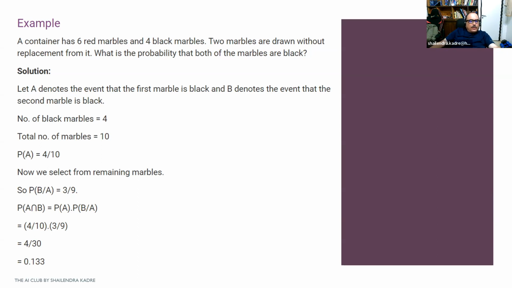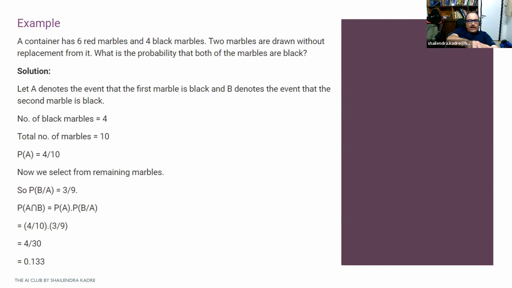So how much will be the total probability? This question is a little bit different. A intersection B is equal to P(A) into P(B|A). P(B|A) means after A is taken out, we are taking out B. So it will be 4 by 10 into 3 by 9. P(B|A) means after A is taken out, we are taking out B, so it is 3 by 9.